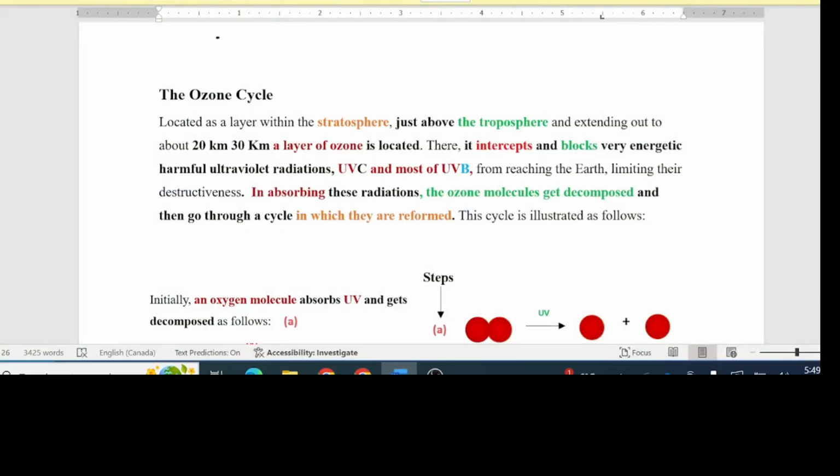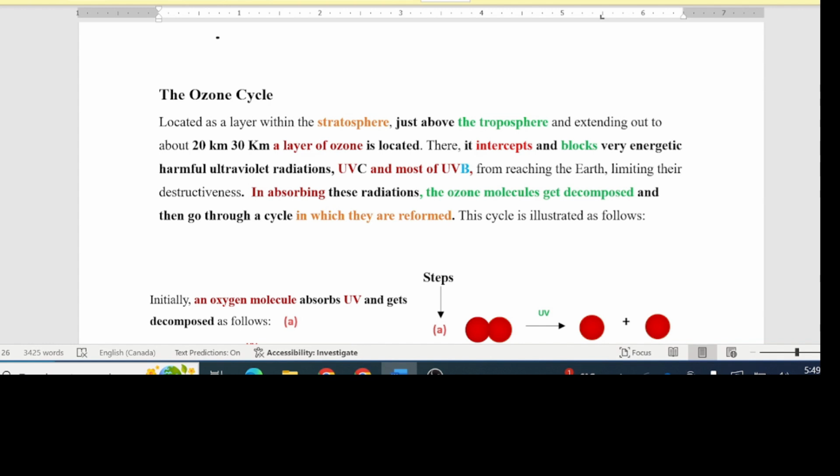The ozone cycle. Located as a layer within the stratosphere, just above the troposphere, and extending out to about 20 to 30 kilometers above sea level, a layer of ozone is located.